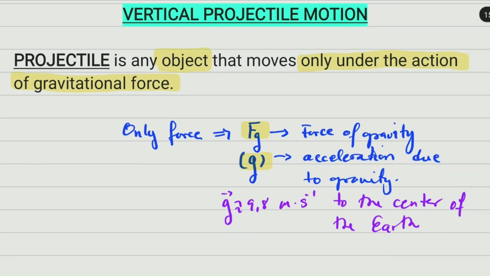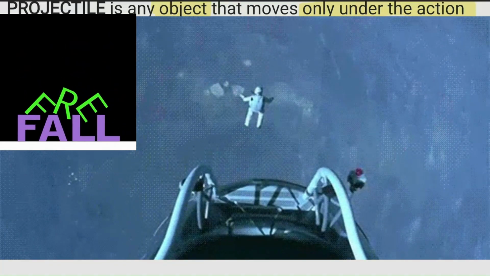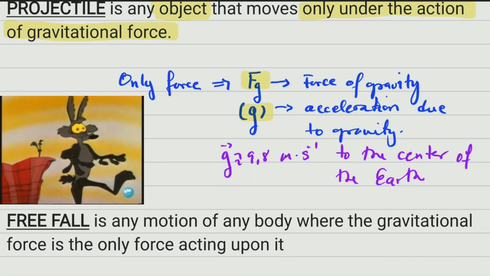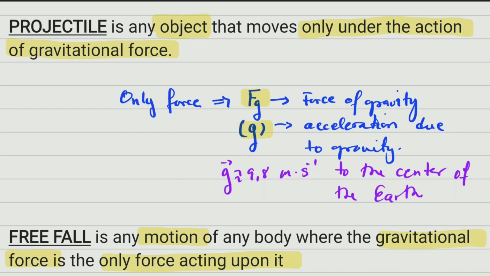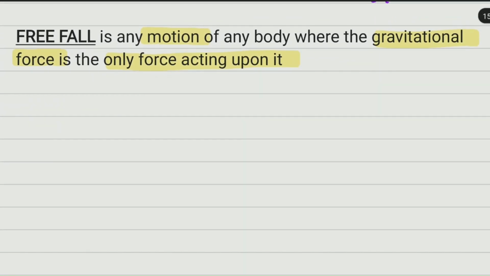Now, the motion of the projectile, where the only force acting is gravitational force, is going to be called free fall. So what is free fall? Free fall is any motion of any body or any object where the gravitational force is the only force acting on it. Note that the 2 definitions are very much the same. Projectile is any object that moves only under the action of gravitational force. Free fall is any motion of any object where the gravitational force is the only force acting on it.